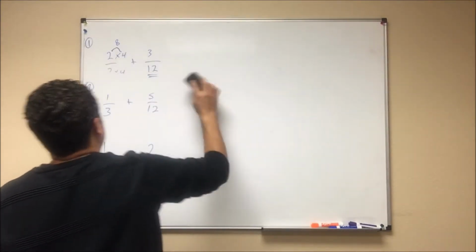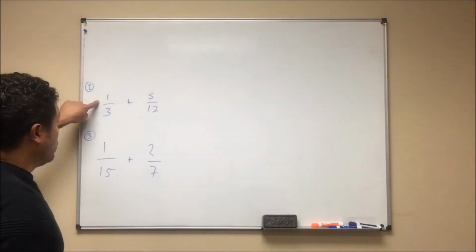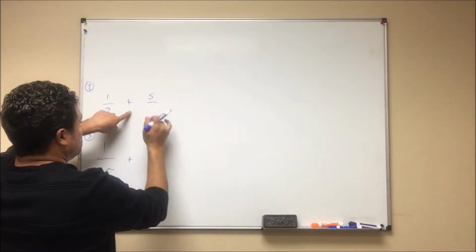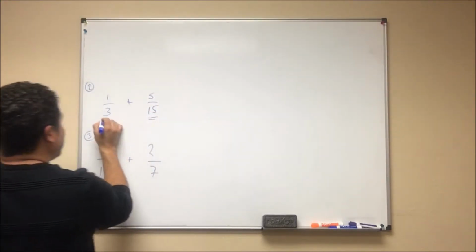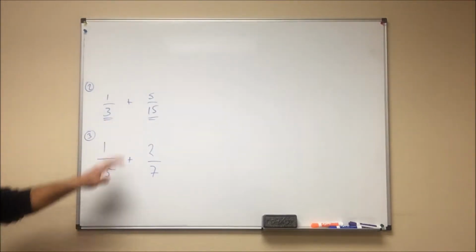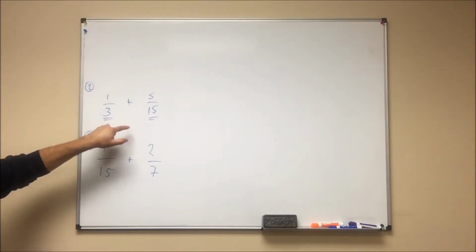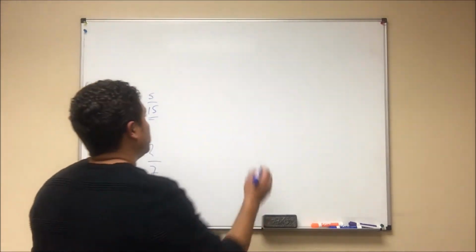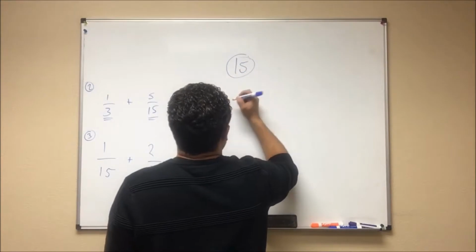Next example. Example 2. 1/3 plus 5/15. Again, same scenario. You're adding. You gotta have the same lowest common denominator. Okay? So right here, you're gonna grab the biggest number and see if the smallest number is a multiple of 15. So you're gonna grab 15. You're gonna do the same thing.